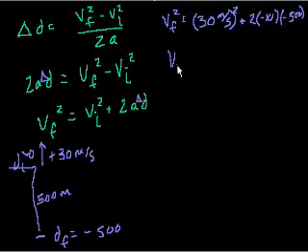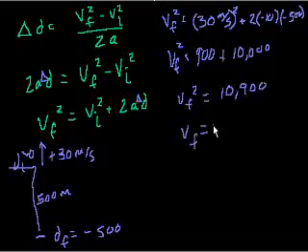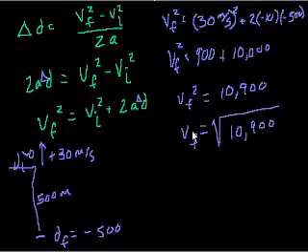So what does this get us? We get Vf squared is equal to 900, and then the negatives cancel out. 10 times 500 is 5,000. 5,000 times 2 is 10,000. So Vf squared is equal to 10,900. So the final velocity is equal to the square root of 10,900. So what is that?